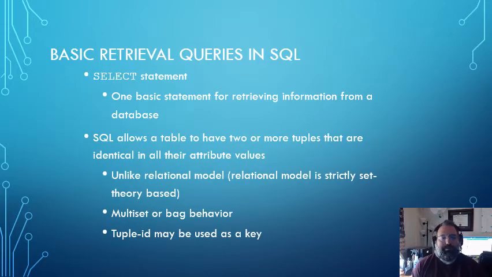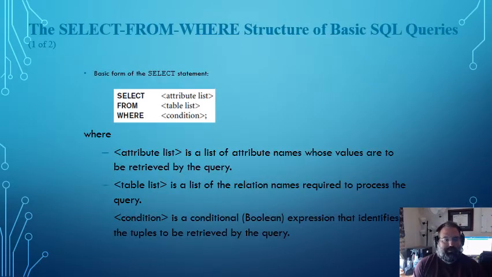The basic retrieval queries inside of SQL start with select, which is the common one you use, followed by some statements or elements of that statement. It is one basic statement for retrieving information from a database. SQL allows a table to have two or more tuples that are identical in all their attribute values, so there's no guarantee of uniqueness or order. Unlike the relational model, which is strictly set theory based, SQL has multi-set or bag behavior. A tuple ID may be used as a key. So sometimes you'll have essentially a system managed or generated value that becomes the key.